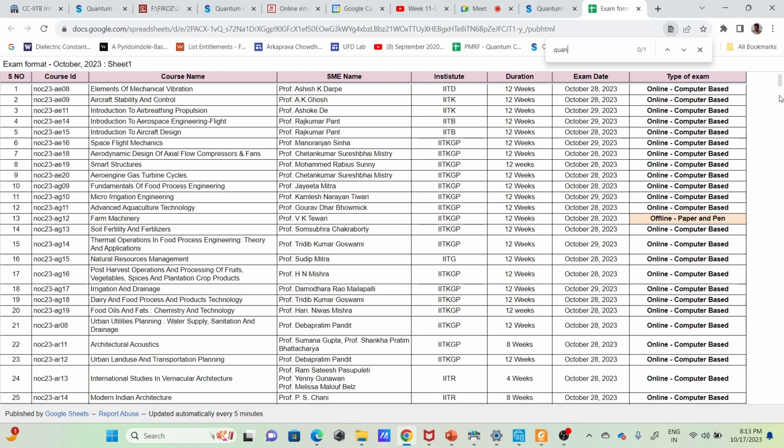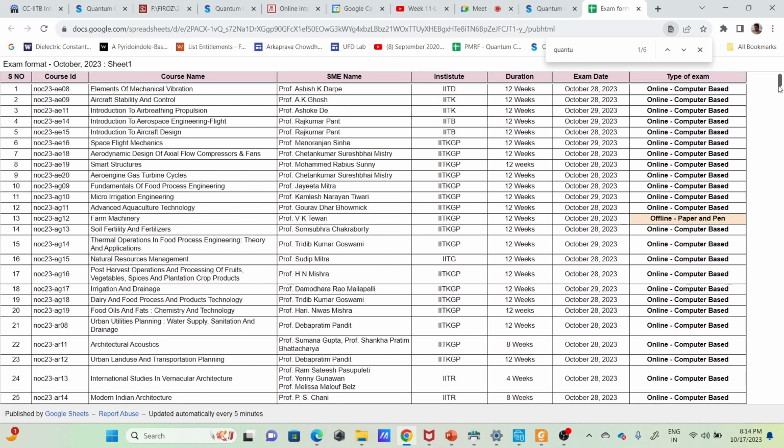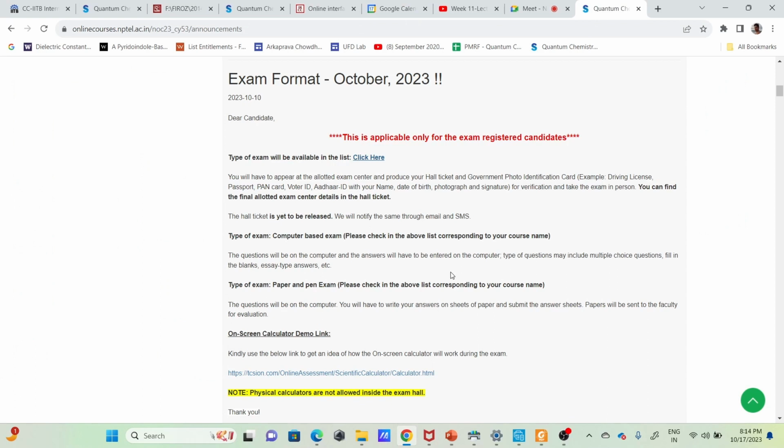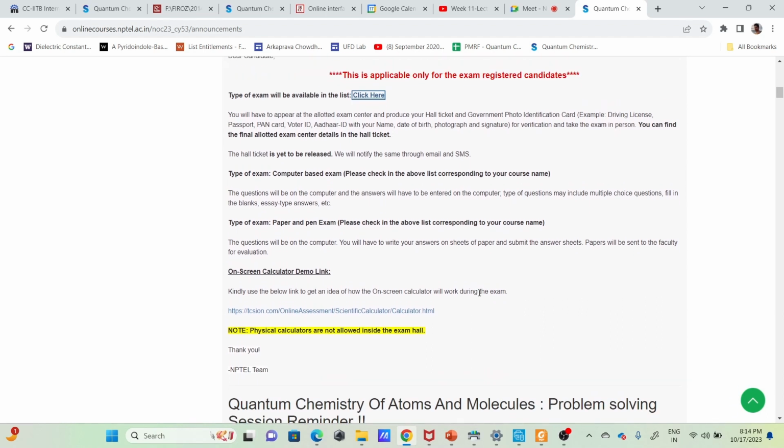This is Quantum Chemistry of Atoms and Molecules. This is an online computer-based exam going to take place on 28th October. So you knew the date, right? Yes. So the exam date is 28th October and it is online. The hall ticket is yet to be released. They will notify.